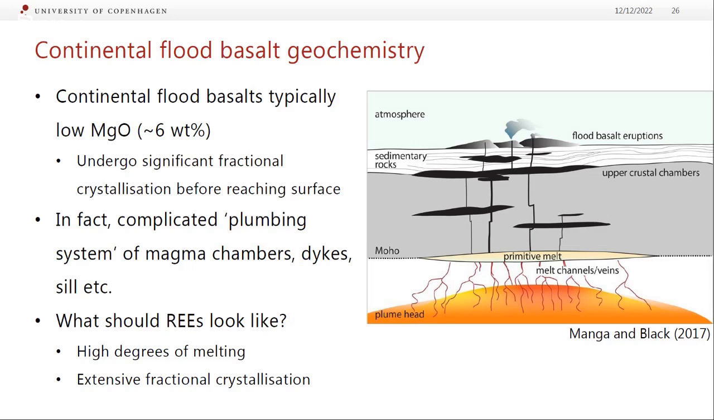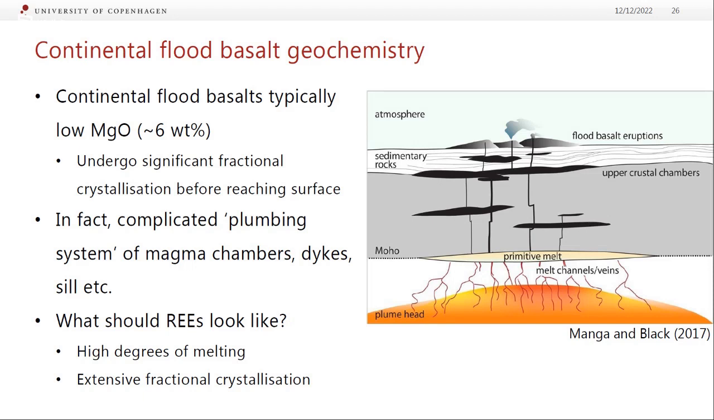So if it's high degrees of melting, should the rare earth element pattern be steeply sloped or flat? I think, Jonathan, it should be flat. Yep, should be flat. But if we have a lot of crystallization after that, what's going to happen to it? So it's flat, then it increases. Not quite. The melt gets sort of uniformly enriched.